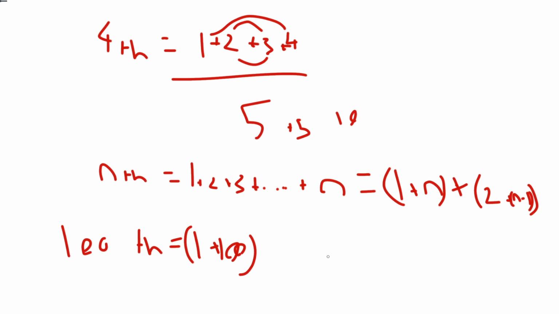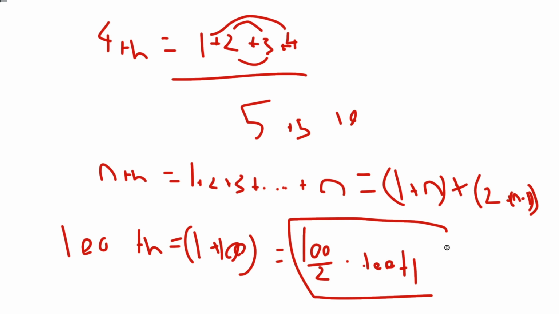So if there are 50 101s, there we go. We have a very easy equation. This is going to be equal to 50, or actually we should write it like this: 100 divided by 2 times 100 plus 1. So this is the equation we get. If we calculate this, 100 plus 1 is 101, times 100 divided by 2 is 50. So 50 times 101 is equal to 5,050.